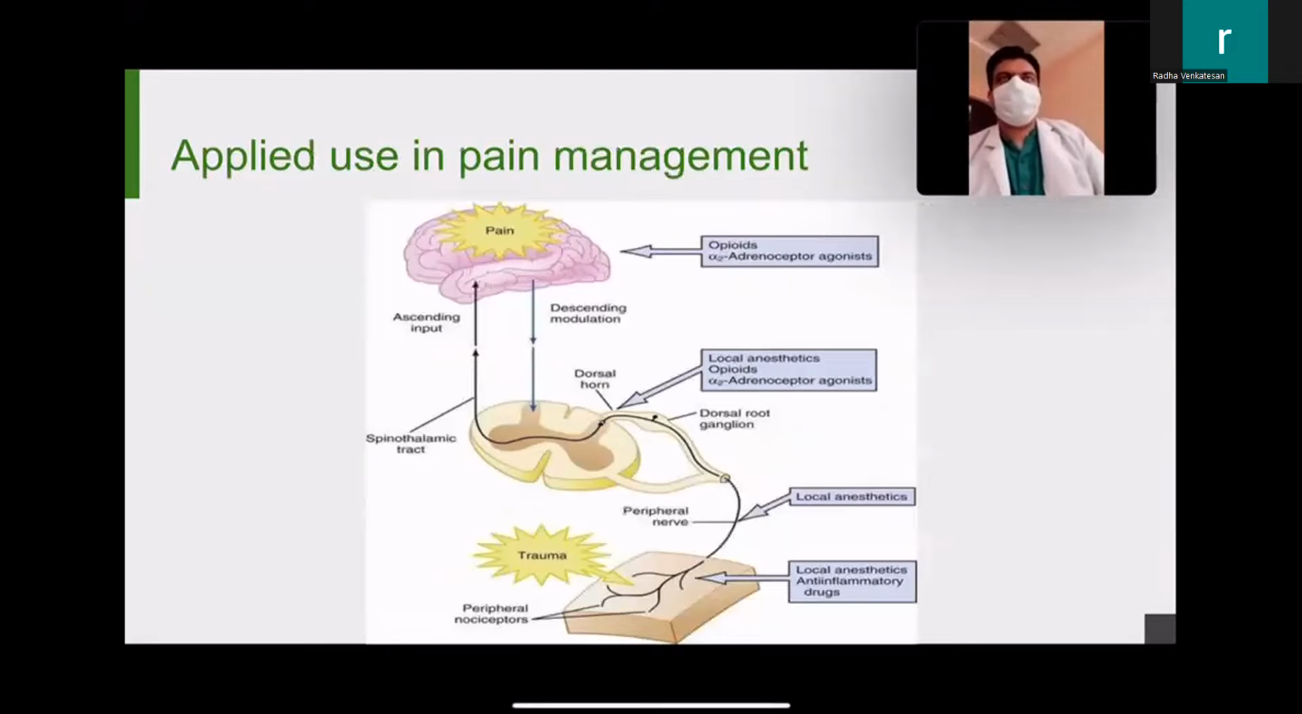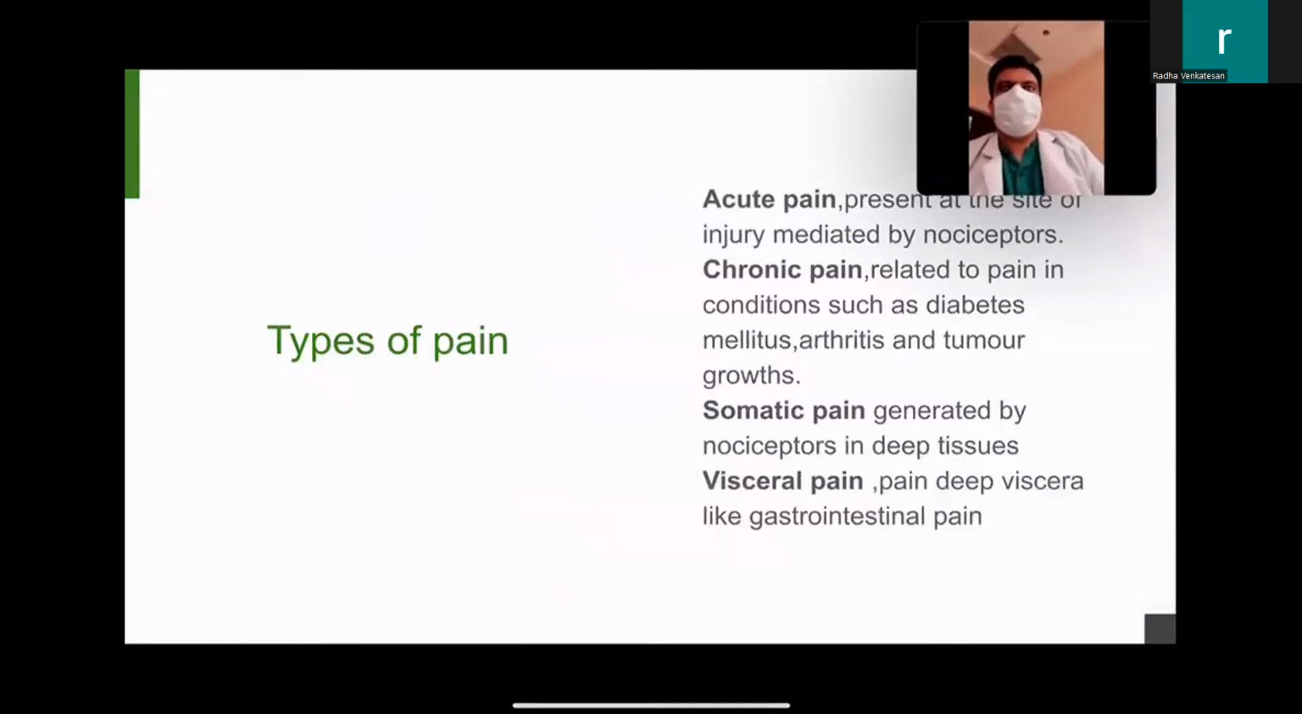Okay. Next, this is another diagrammatic representation of various levels of what we have studied, used in the management of pain. From the skin, if you go, the local anesthetic drugs act at the periphery. Then you have drugs which act on the dorsal horn, and then you have drugs which act on the central nerves. So this is basically a diagrammatic representation of both understanding the pathophysiology and at each level where drugs are used to help in management. Next, we come to the types of pain.